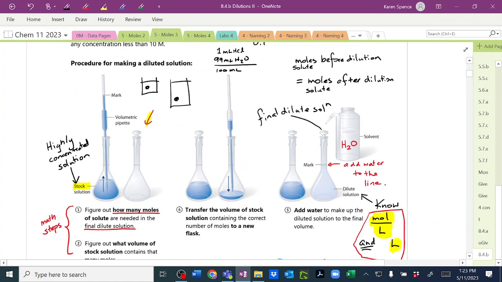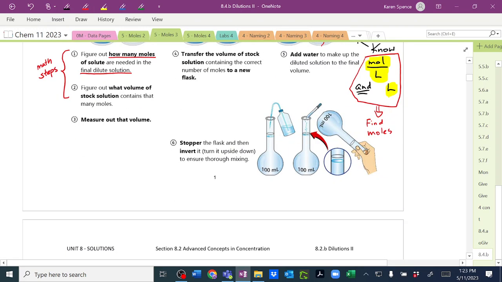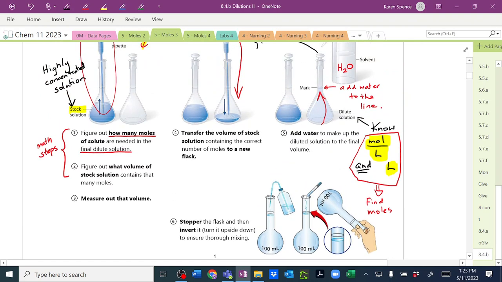You're going to measure out that volume. You're going to transfer it to the new flask. You're going to dilute it by adding water until you get to the mark, okay? And then you're going to do what we did today, and you're going to fill it to the line and stopper it and invert it to mix it. Okay? So, math steps, and then there's some procedure. All right?